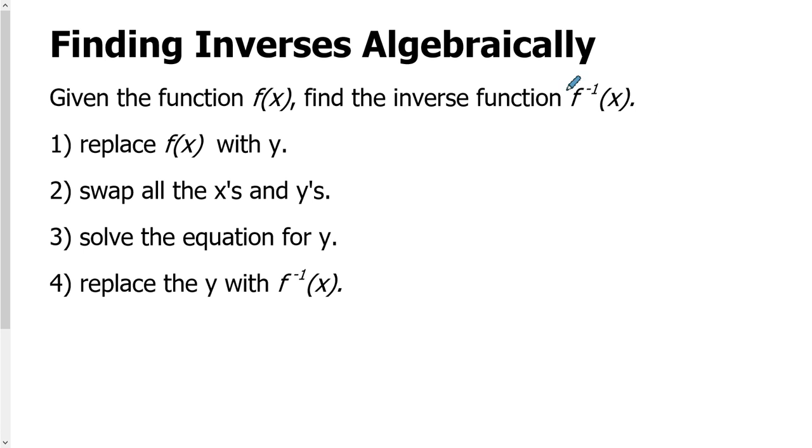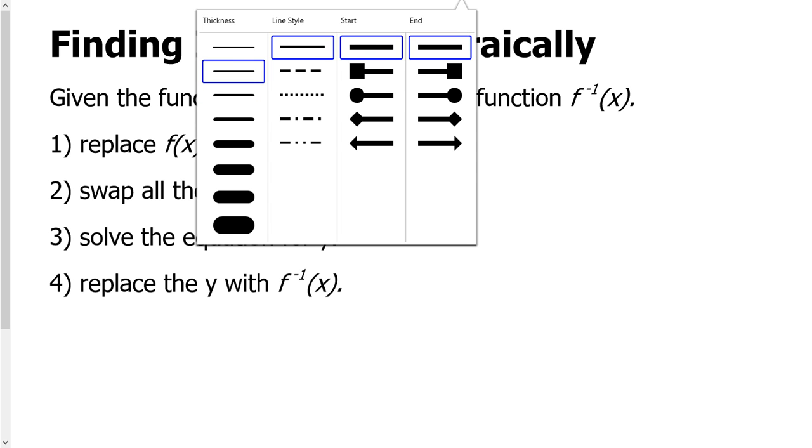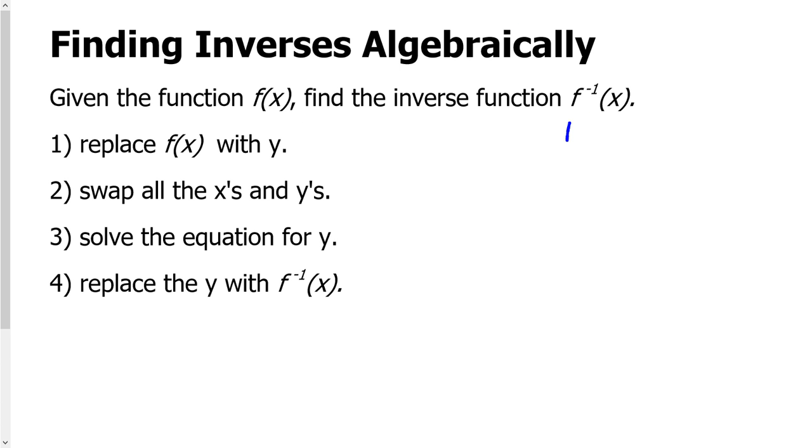Okay, this notation, it's very important that you understand that this -1 is not, I repeat, not an exponent. This is just the notation for the inverse. This is read the inverse of f of x. Don't say f to the -1. Do not do that. It is f inverse of x.